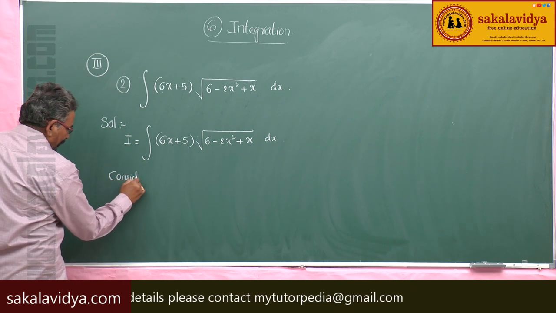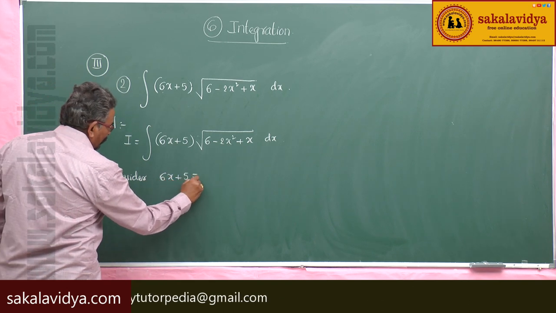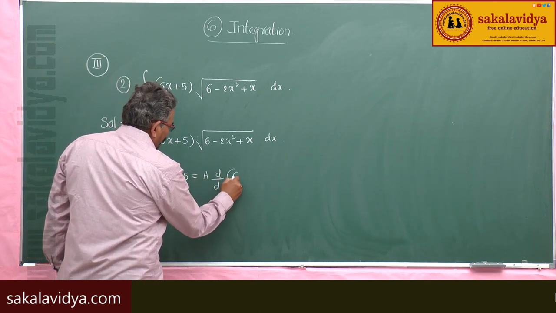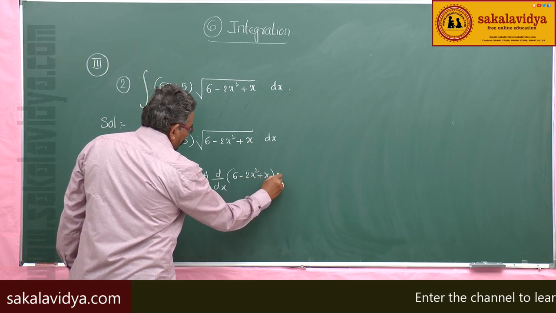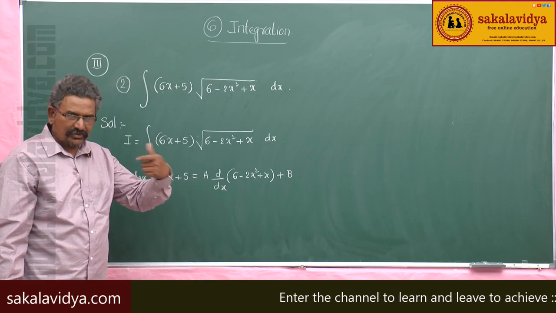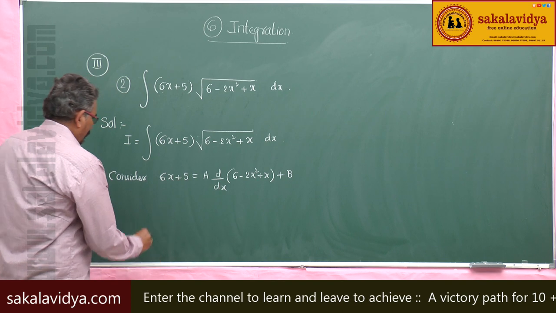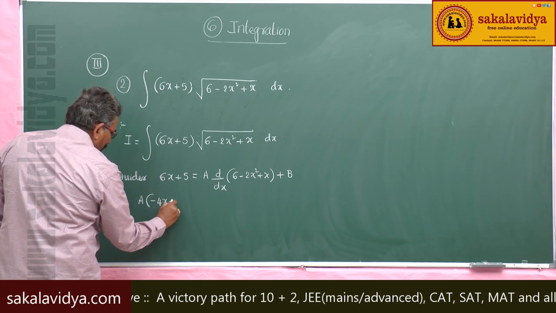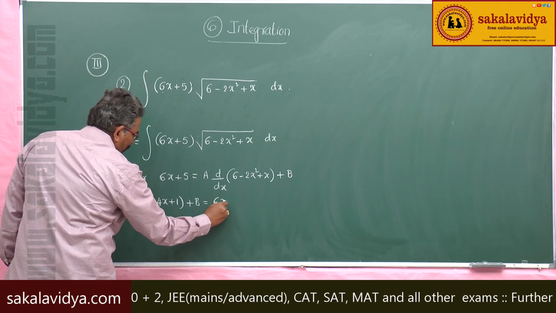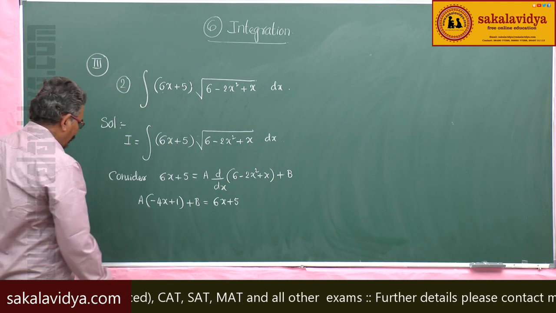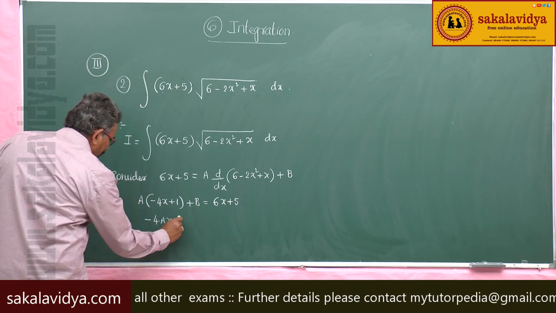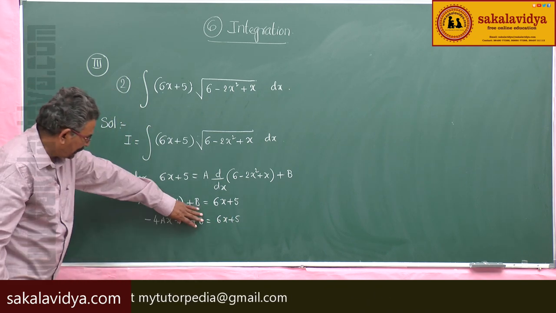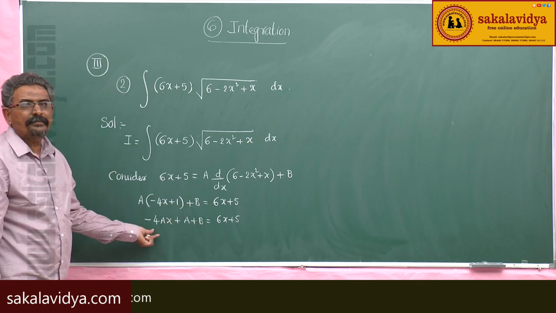Consider this 6x + 5 is equal to A times d by dx of (6 minus 2x square plus x) plus B, where A, B are constants to be evaluated. Now, this we can write as A times (0 minus 4x plus 1) plus B equals 6x + 5. Now, this is minus 4Ax plus A plus B equals 6x + 5. Now, here how does it appear? This A plus B is absolutely constant. The x coefficient is minus 4A.